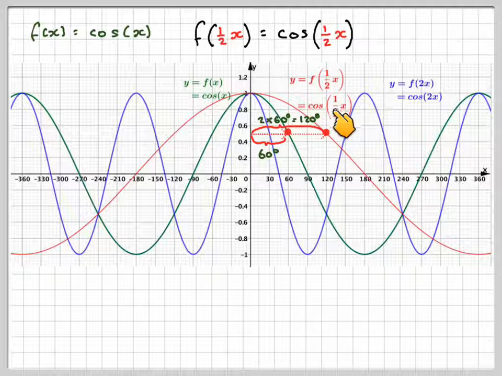This is what happens when we have a cos of a half x. It's sort of the opposite of what you perhaps might expect to happen. So the answer here is cos a half x.